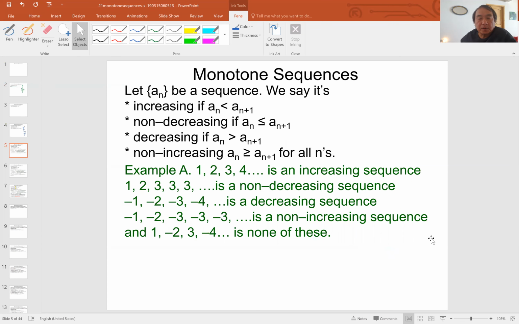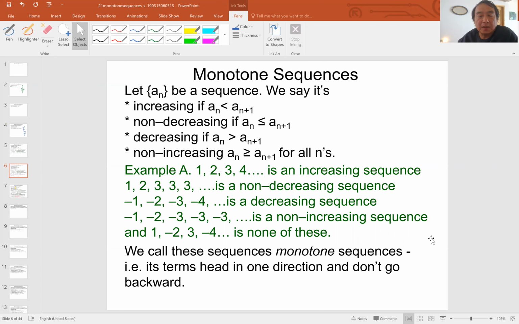Here are examples of each type. I'll let you read it. All these sequences, we say they are monotone. Basically, they're going in one direction. They don't turn around and go backward. Specifically, the ones where the inequalities are strict, we call strictly monotone. So increasing and decreasing sequences are strictly monotone.